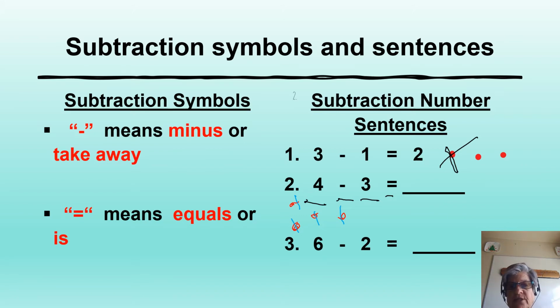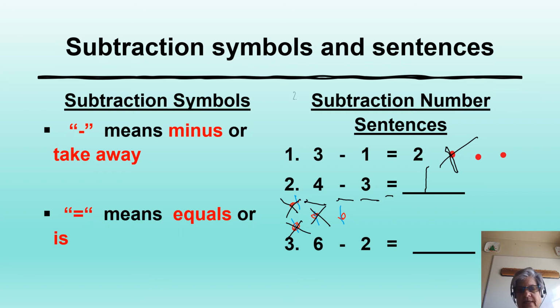So you start your number sentence with 4. Then it says minus 3. Minus means take away. So I have to put an X on 3 of them because it says minus 3. 1, 2, 3. And then I count how many I have left over. And I have 1 that does not have an X on it. So I have 1 left over, and I'm going to write the number 1. So again, 4 take away 3 equals 1. Very good job.